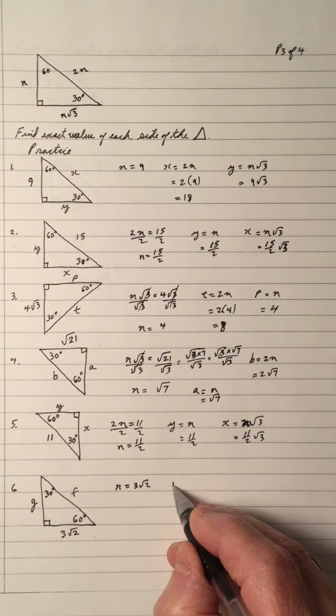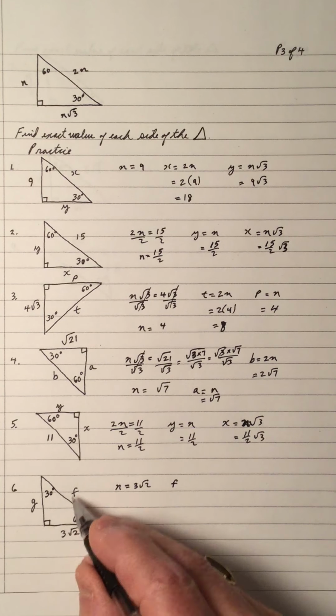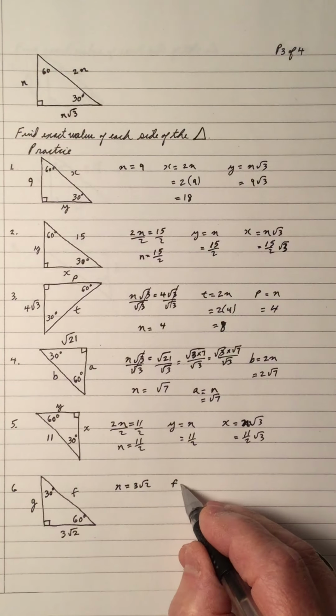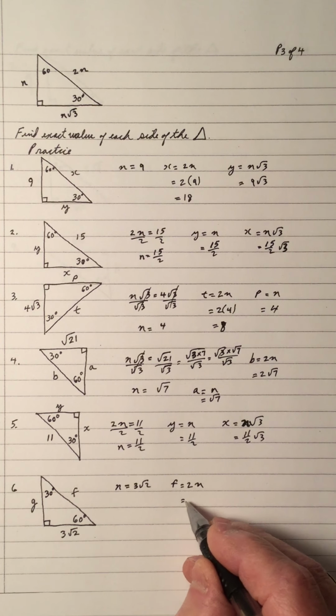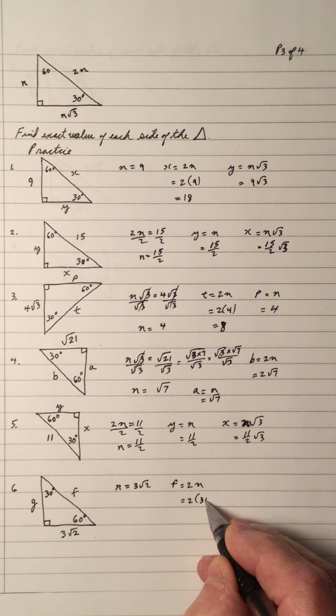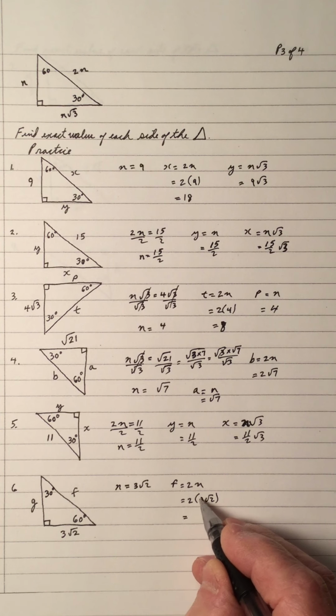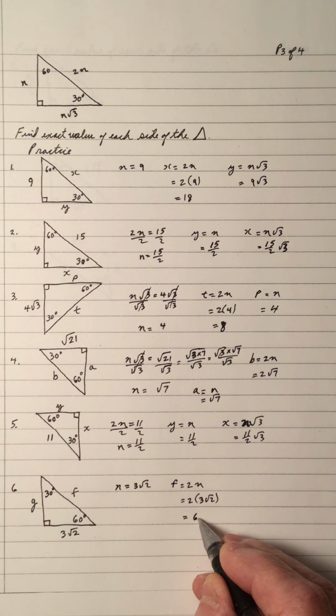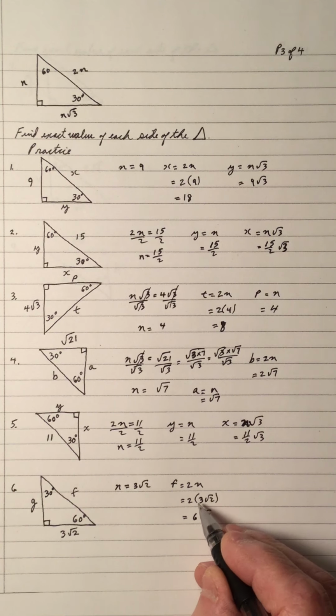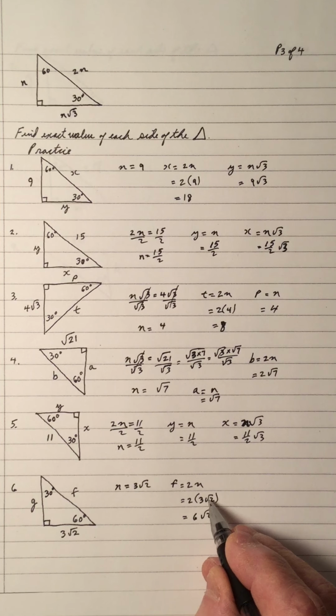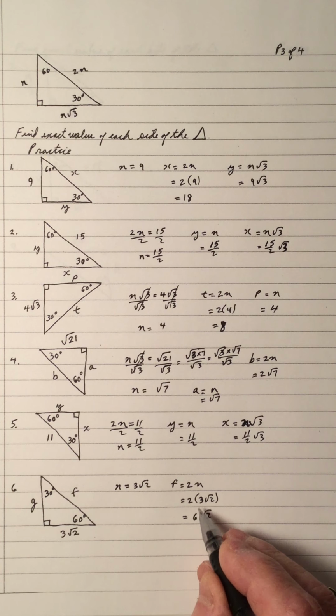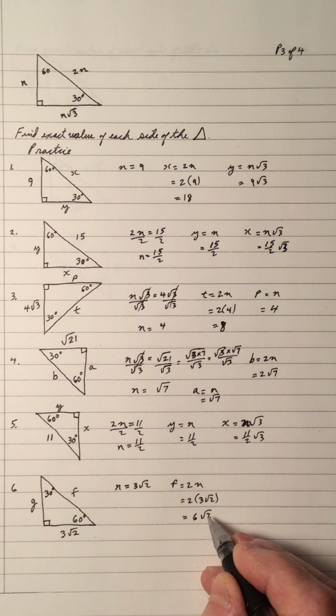Okay, what's f? f is opposite 90, so f is 2n. So it's 2 times 3 root 2. And when we multiply, 2 times 3 is 6, so 6 root 2.